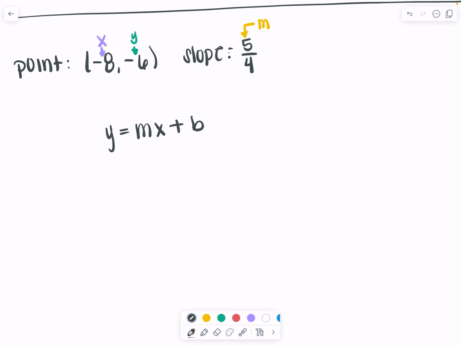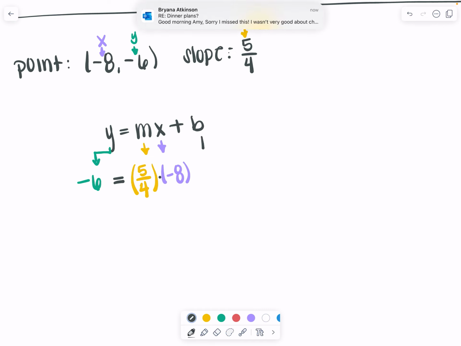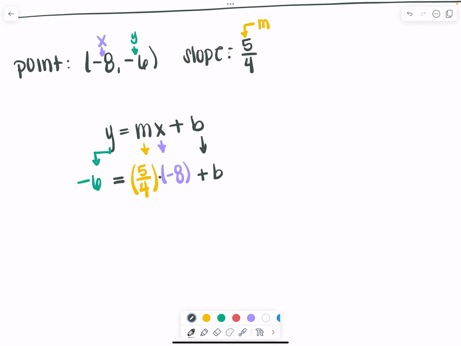So for the point (x, y), x is going to be -8, and y is going to be -6, equals m, which is 5/4. mx means m times x, so I can write them in parentheses or with a times dot between them. And then I don't know b, so I'm going to have plus b.